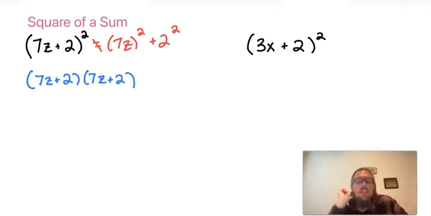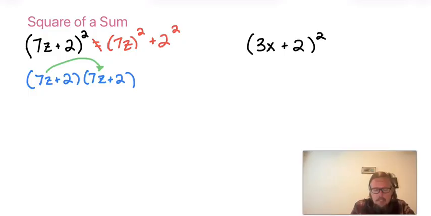Now we could solve this using our traditional multiplication techniques, which is just using the distributive property. So let's do it the long way first and see if we can figure out what the shortcut is. The long way would be 7z times 7z, which is 49z squared, and then 7z times 2, which is 14z. And then we could do 2 times 7z, which is 14z, and then 2 times 2, which is 4.